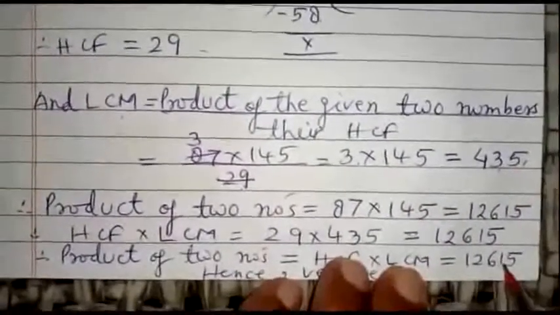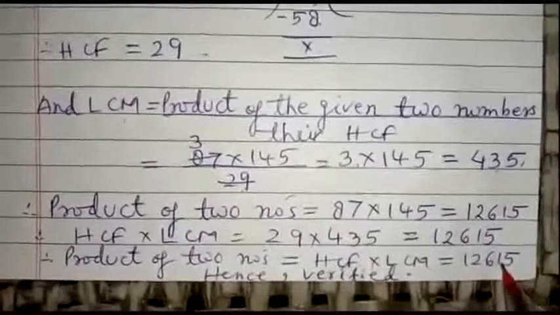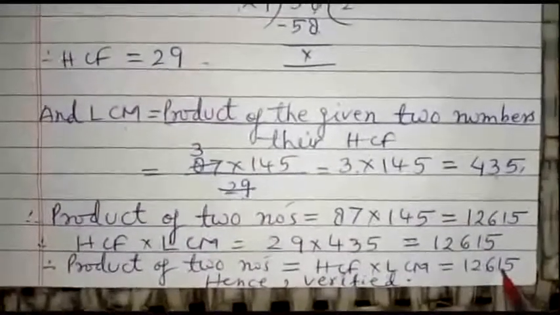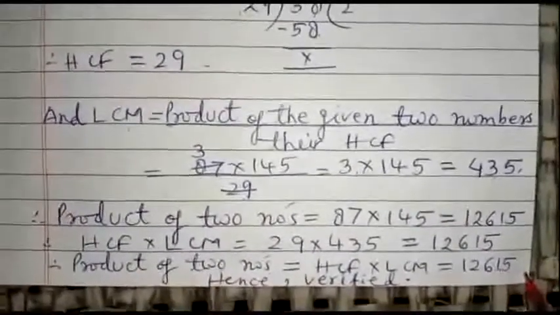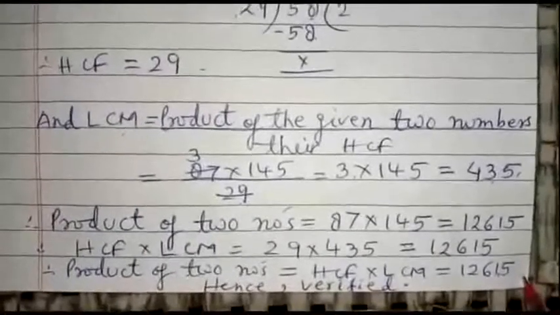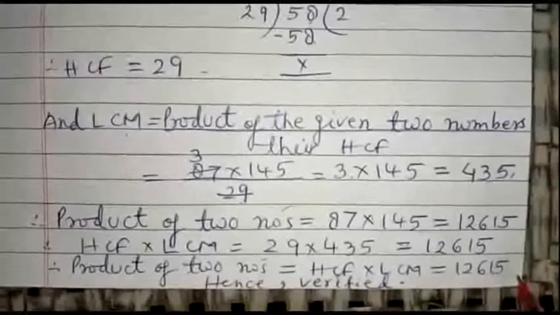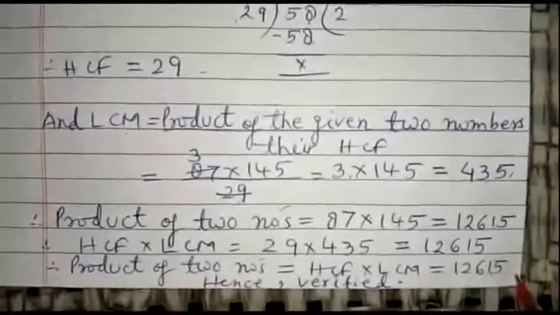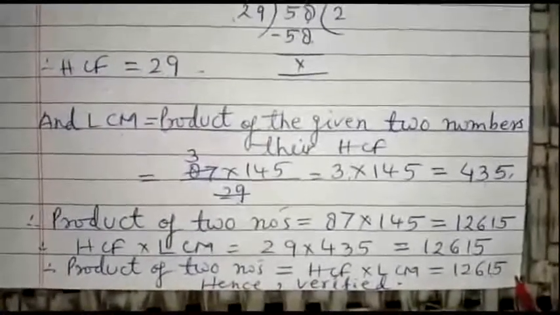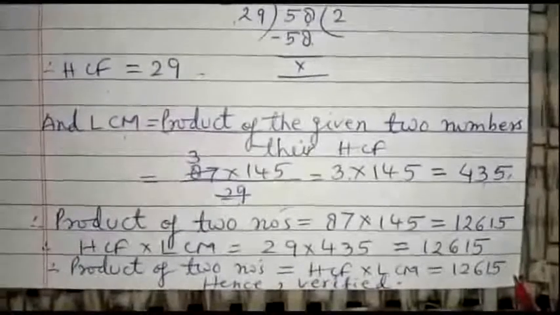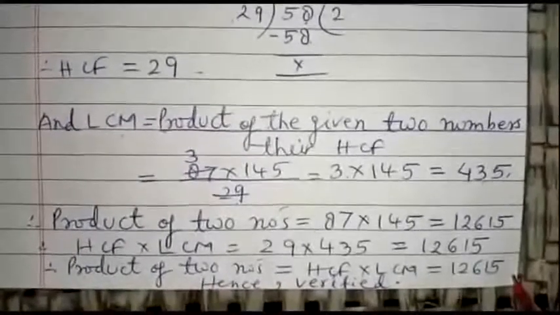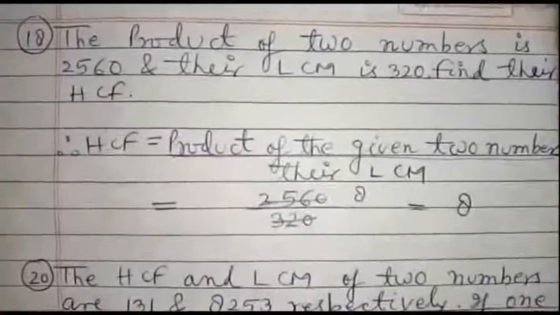Now product of two numbers will be 87 into 145, which is equal to 12615. And HCF into LCM is equal to 29 into 435, which is equal to 12615. Therefore, product of two numbers is equal to HCF into LCM, which is 12615, hence verified. We are moving to question number 18.